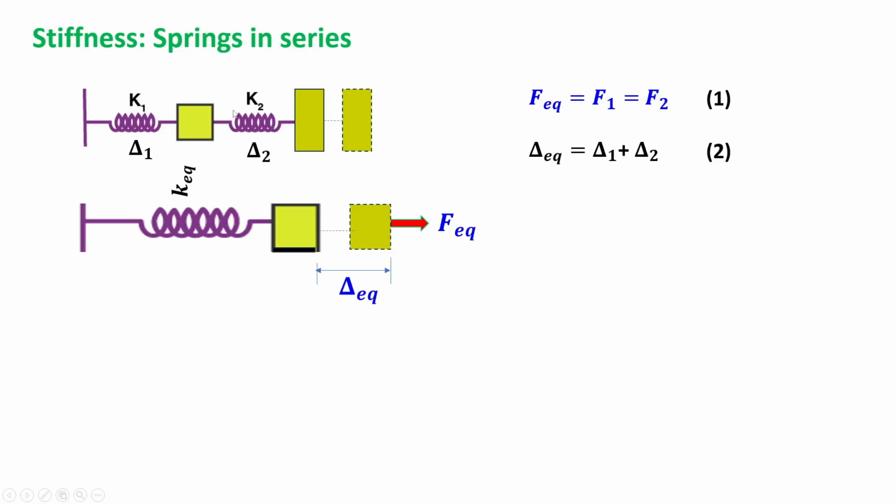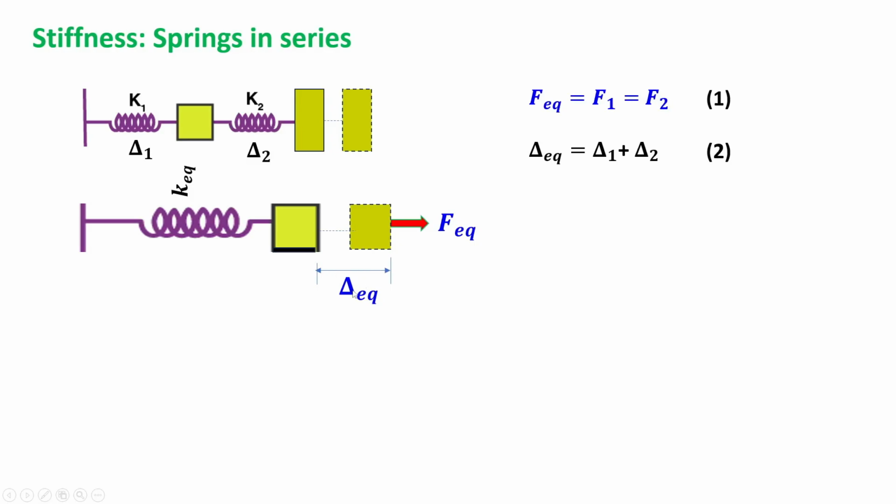F equivalent equal to F1 equal to F2. Why is it so? Because if we apply any force through this spring system, it will be experienced by the two springs with the same magnitude. If you apply a force at the end of the spring system, both springs will experience the same force. That's why we write F equivalent equal to F1 equal to F2, as given in equation 1.